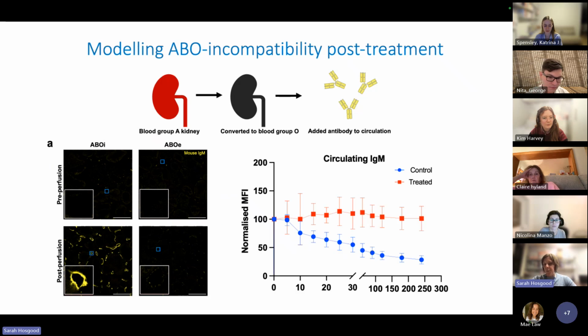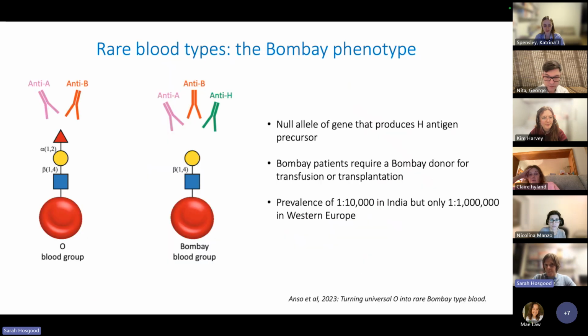And we can look at these antibodies in the circulation. So in blue, we have the control group, and we see a gradual decrease of the levels of antibodies, meaning they have actually stuck to the cell surface on these endothelial cells, whereas in the treated, the antibodies are still circulating.